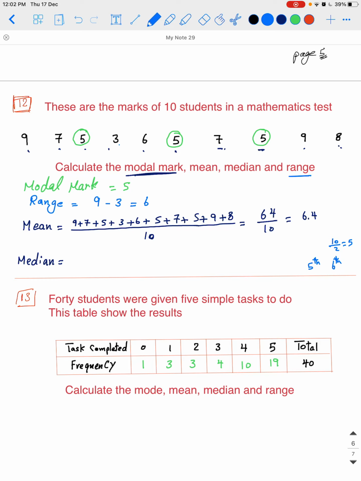After arranging, of course, here is the first one, 3. Then I have the second, third, fourth. So here is the fifth, 6, and number 6 will be 7. So I will take 6 and 7, so it will be 6 plus 7, then I will divide it by 2. So I will get 6.5.